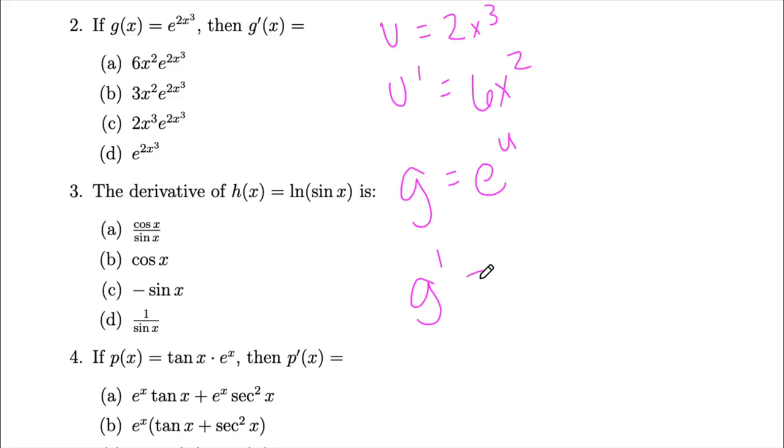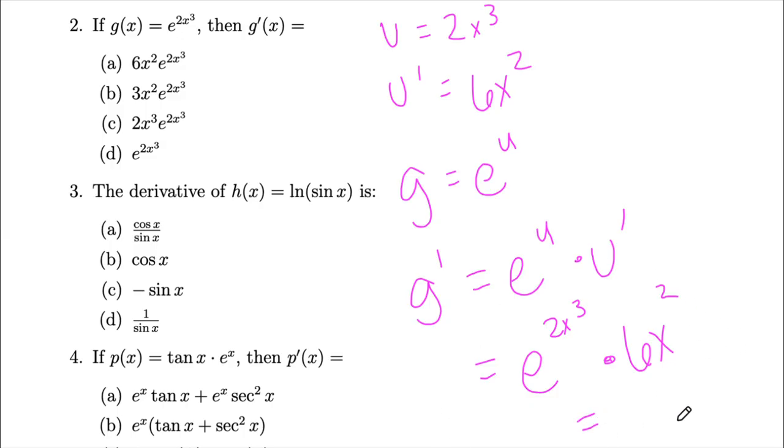Now I'm going to take the derivative of g using the chain rule. So I'm going to get g prime equals e to the u times u prime. Now I'm going to go ahead and just plug back in. This would give me e to the 2x cubed times 6x squared. And again, just cleaning this up and simplifying, I would get 6x squared times e to the 2x cubed, which would be answer choice A.